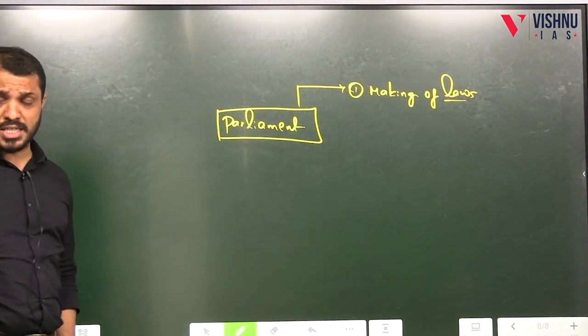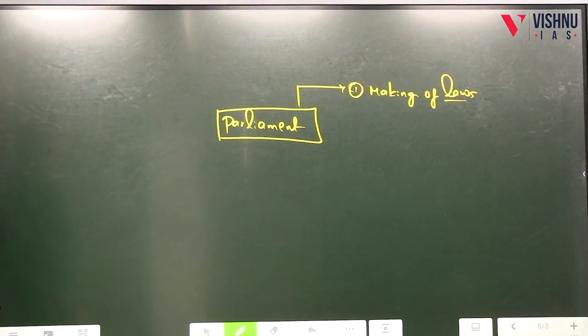Making of laws. Which laws? Union laws or state laws? Union laws. State laws will be made by the state legislature. Legislature you have to say, because sometimes the legislature contains only the assembly, sometimes it may contain the assembly as well as the council. Always use the proper word: state laws will be made by the state legislature. Union laws will be made by the parliament. Okay, this is the general rule.